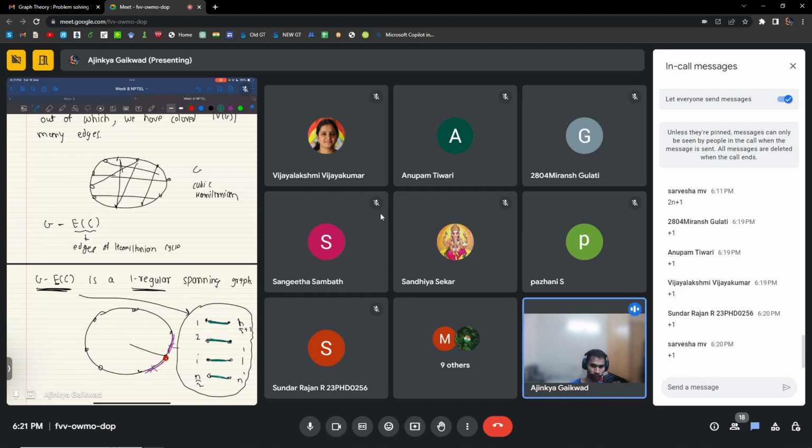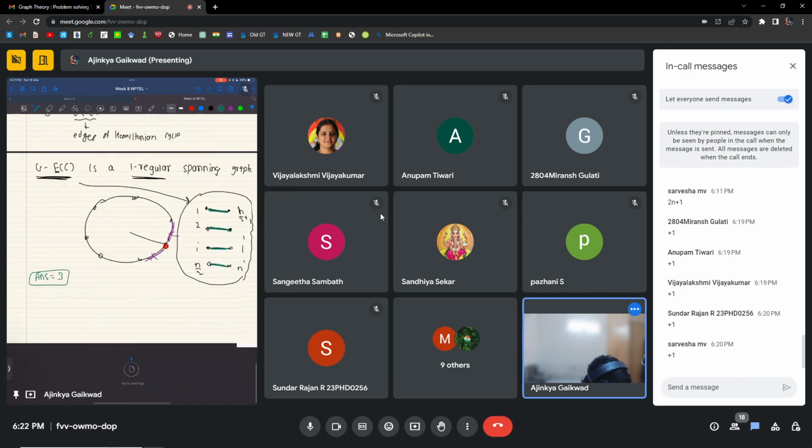So how many colors we have used? Two for Hamiltonian cycle. I mean the edges that appear on Hamiltonian cycle. And if I remove those edges, I'm left with n by 2 edges and I'm using only one color for those n by 2 edges. So the answer is 3, right? Okay. So if you have any doubt, you can ask a question. Meanwhile, I'll write the next question.